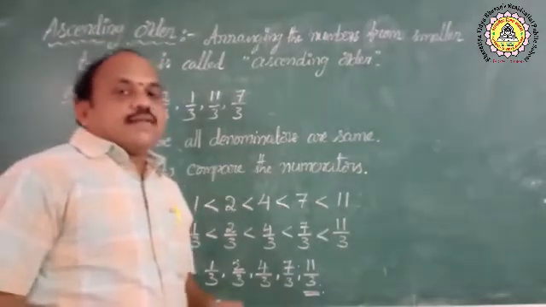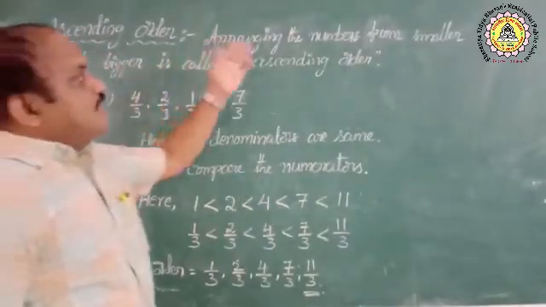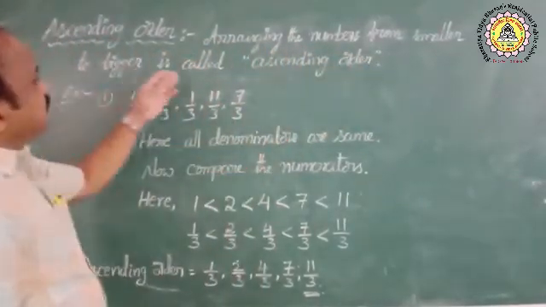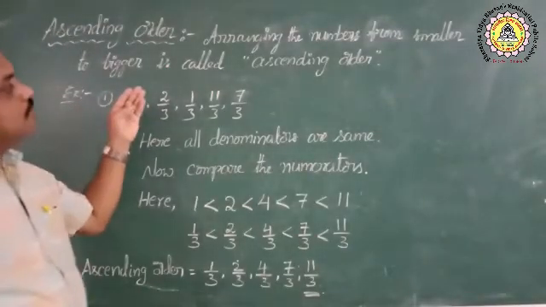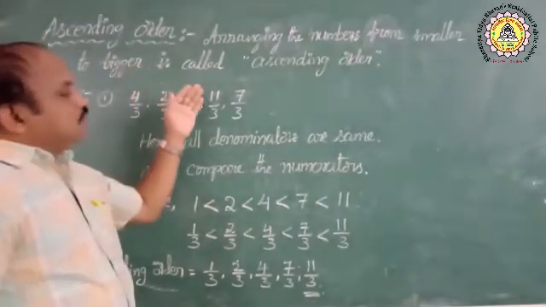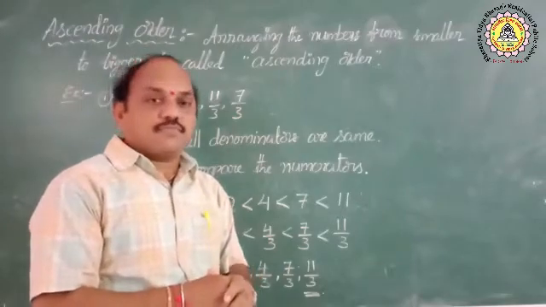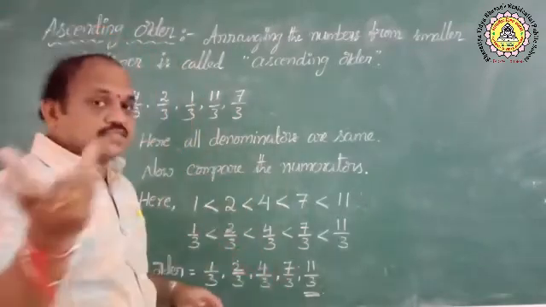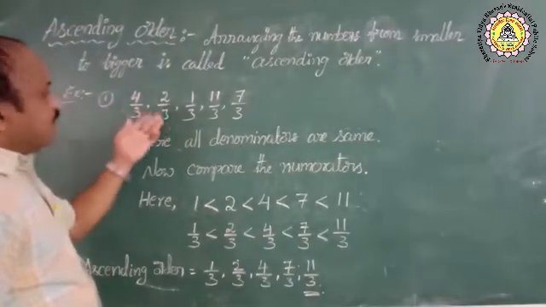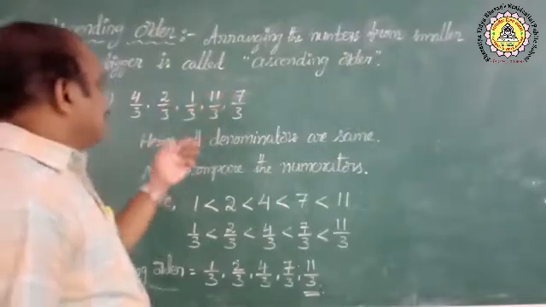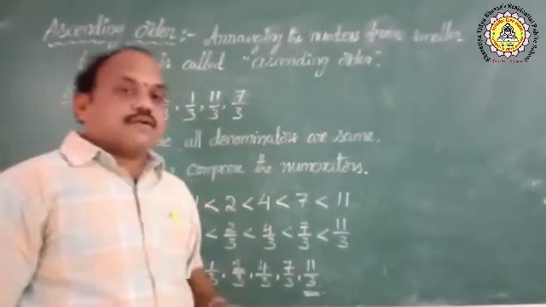Now once again, let us know what is ascending order. Arranging the numbers from smaller to bigger is called ascending order. Now we should try one example with fractional numbers to write their ascending order. Let us take some fractions as our example. First one, 4 by 3, 2 by 3, 1 by 3, 11 by 3, 7 by 3. For these 5 fractions, we have to write the ascending order.